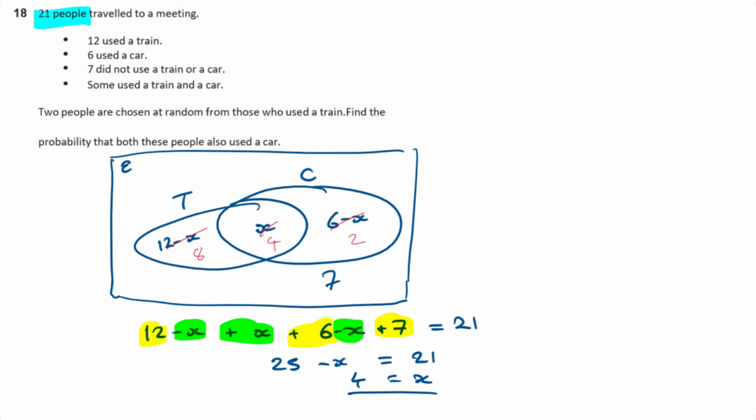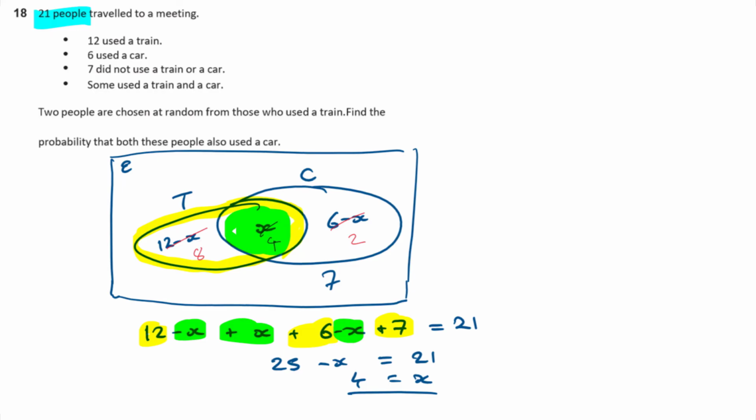Okay, so now I've completed the Venn diagram, I can actually go on and answer the actual question that they asked. 2 people are chosen at random from those who used a train. Now, those who used a train are these people over here. So these are the people that I'm picking from. Okay, only these people. So how many people is that altogether? That's 12 people altogether. So I'm picking from these 12 people, and I want to find out the probability that they both also used a car.